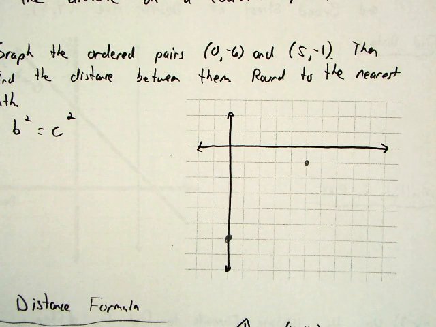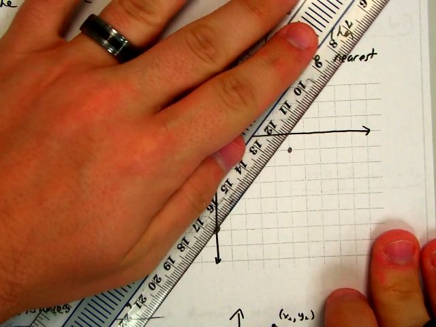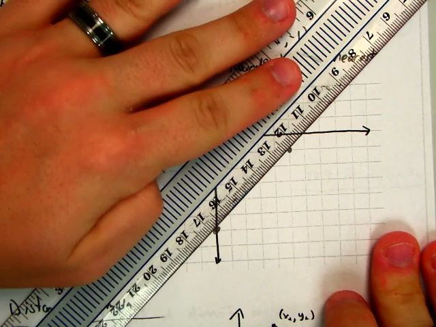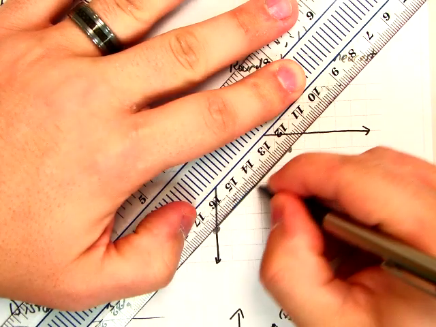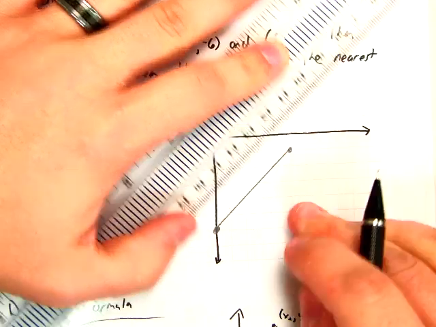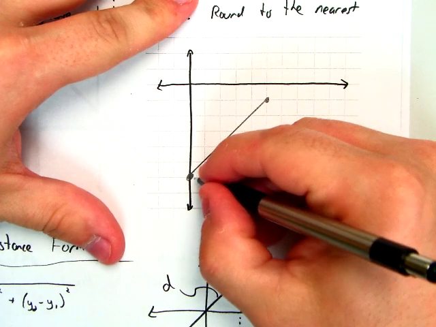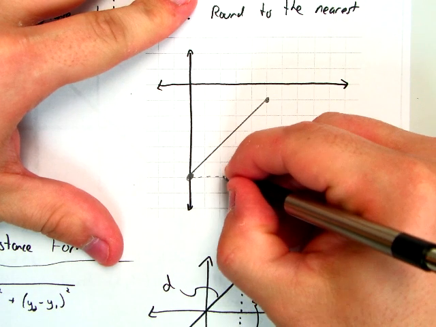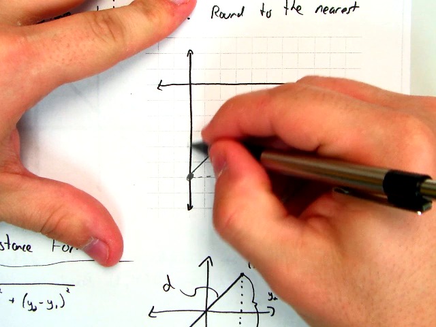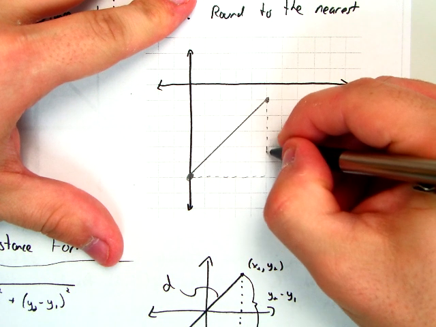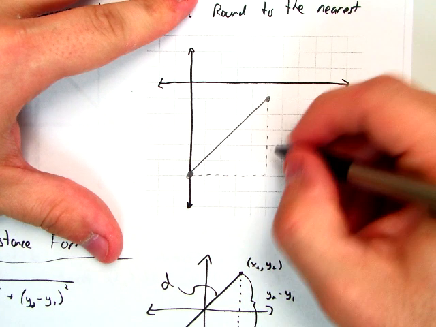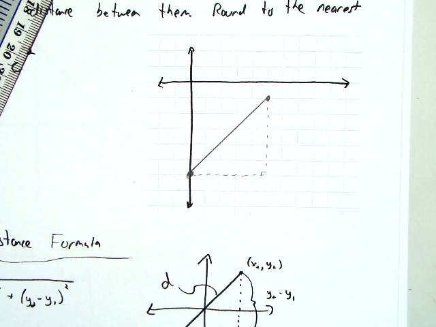If we connect those two dots with a line, we can make a triangle, because this would represent the hypotenuse. So here's our hypotenuse of the triangle. Now you could also draw a line going up and across like this, but I like doing it this way. This creates a right triangle.